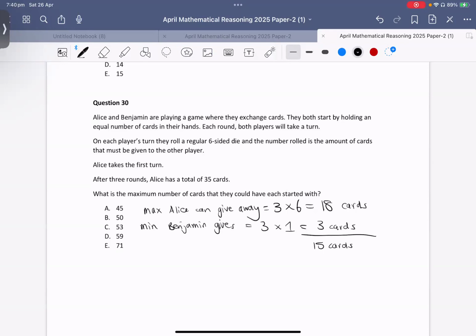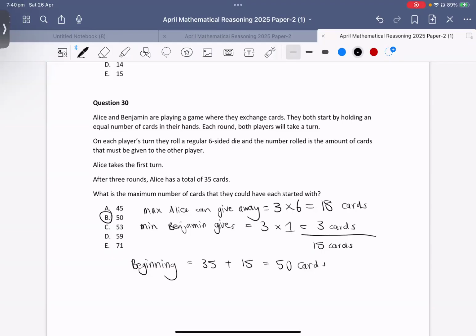Okay. And that just means that at the beginning, she would have had 35 plus that difference, which gives us 50 cards. And our answer there is B. Hopefully that one makes sense.